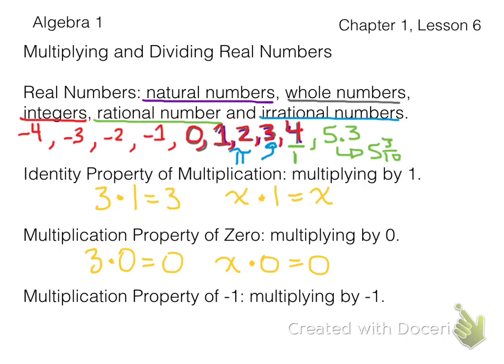And then the multiplication property of negative 1 means that when you multiply by negative 1, you're going to get the opposite of what you multiplied by. So 3 times negative 1 is negative 3. 3 and negative 3 are opposites. X times negative 1 is negative x. X and negative x are opposites.